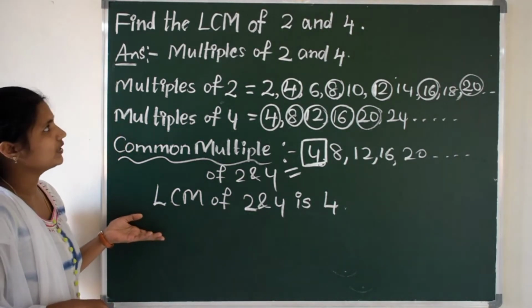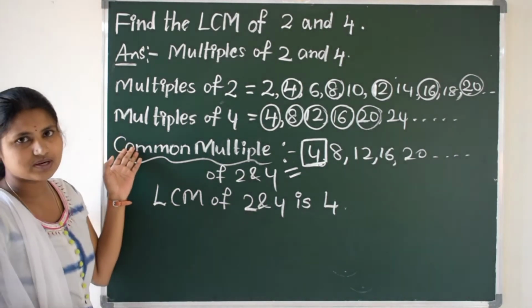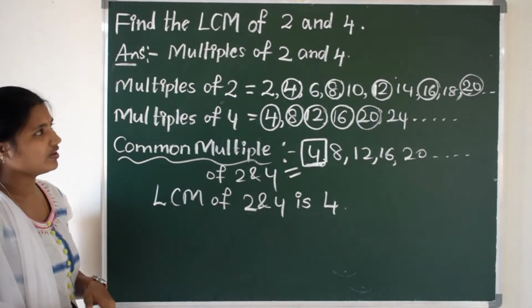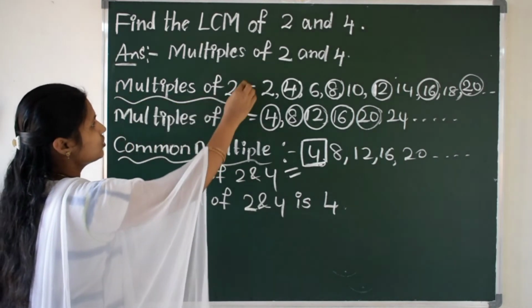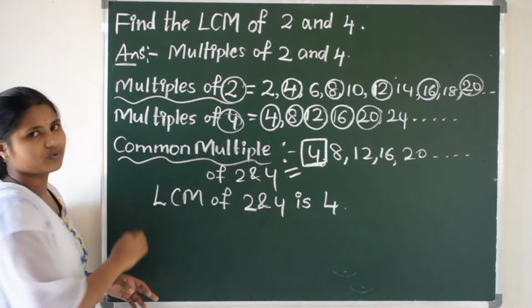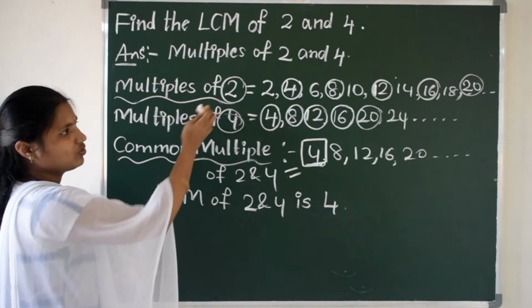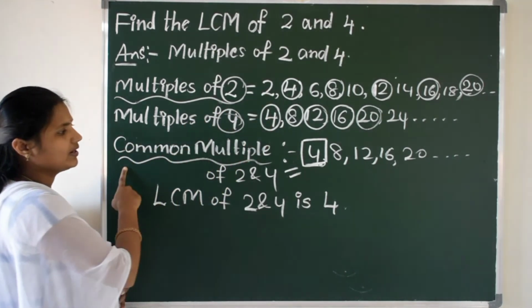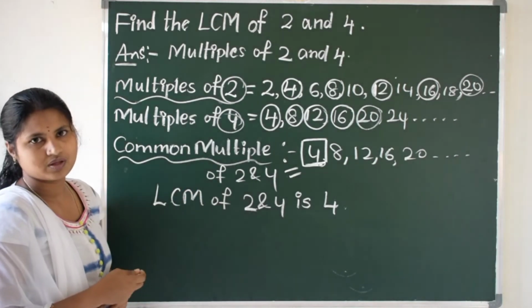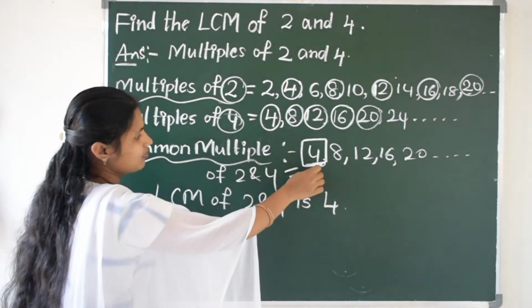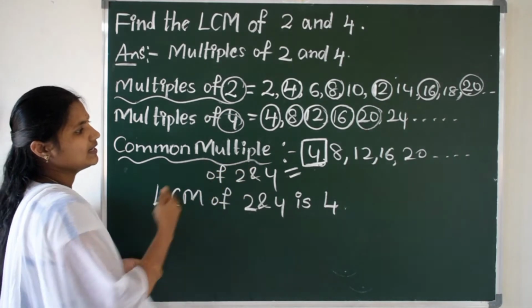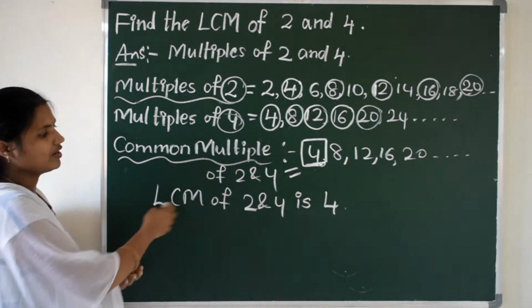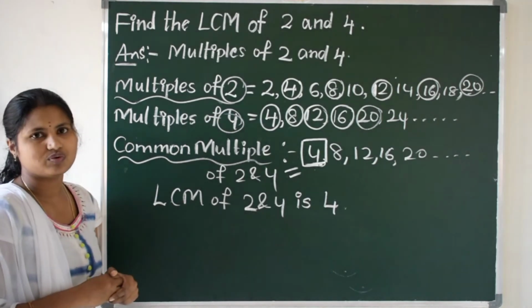What we have to do here? First, whatever the given numbers are, write down the multiples of the given numbers. Here, what are the given numbers? 2 and 4. I have written the multiples of 2 and multiples of 4. From that, I have written the common multiples. From those common multiples, select the least common multiple, that is the LCM. The LCM of 2 and 4 is 4.